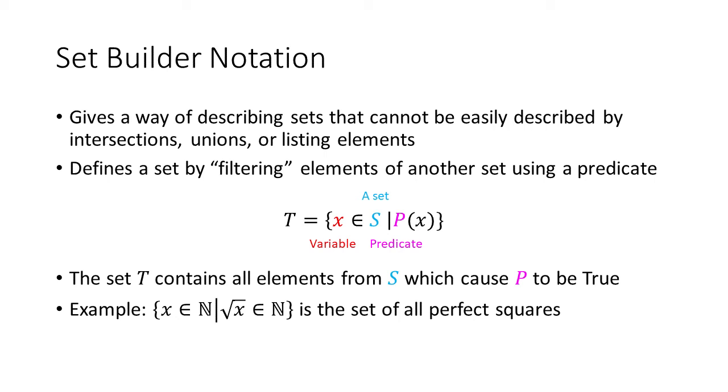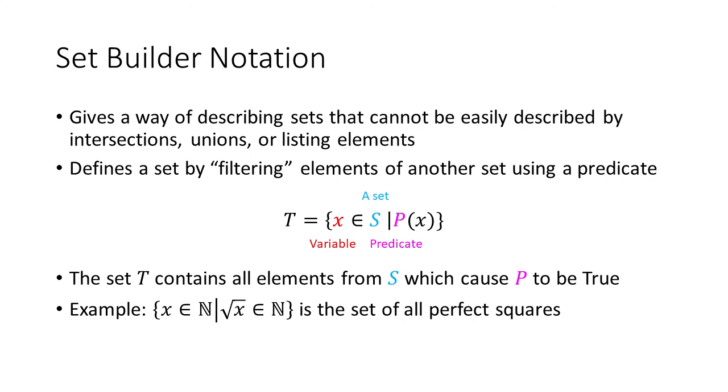The final thing we're going to be talking about with regards to sets is something called set builder notation. So set builder notation gives us a way of describing the elements in sets without using intersections or unions or trying to list all of the elements. So for some sets, it's going to be best for us to describe properties of elements that are going to be in those sets, rather than try to build them from other sets.